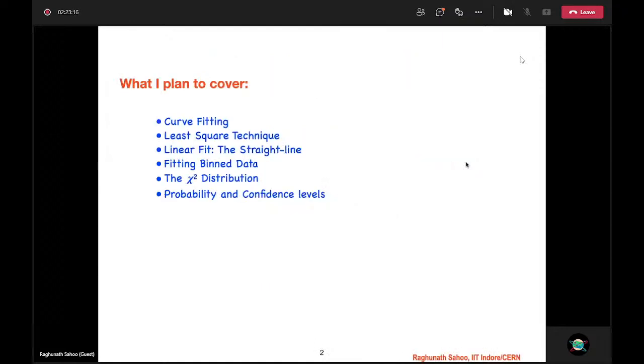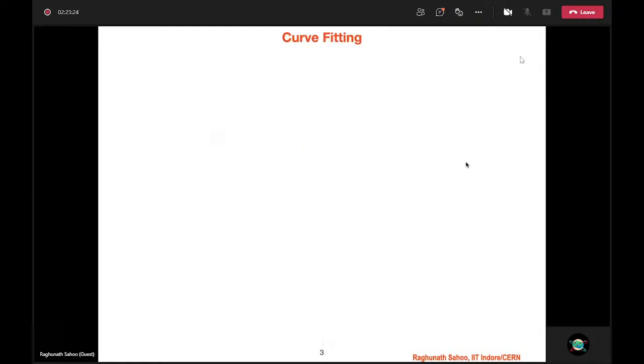So I am going to cover curve fitting, and I will stick myself to linear fitting or linear regression, or the straight line fitting. Now let me develop the theory for that. Although it is discussed briefly, this will give you a flavor of how the fitting is done.